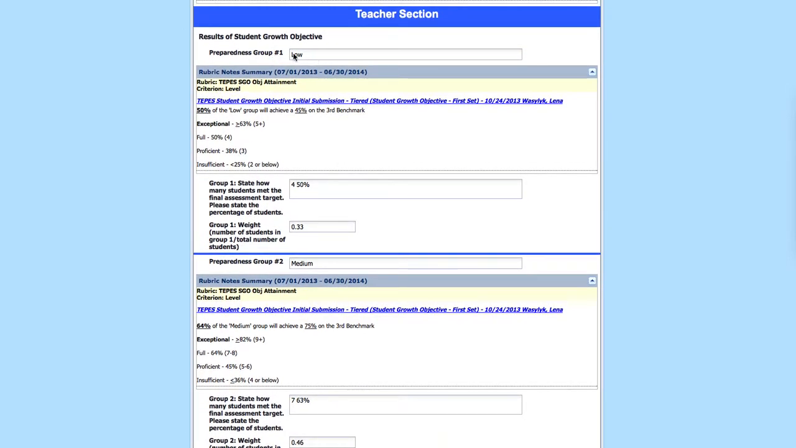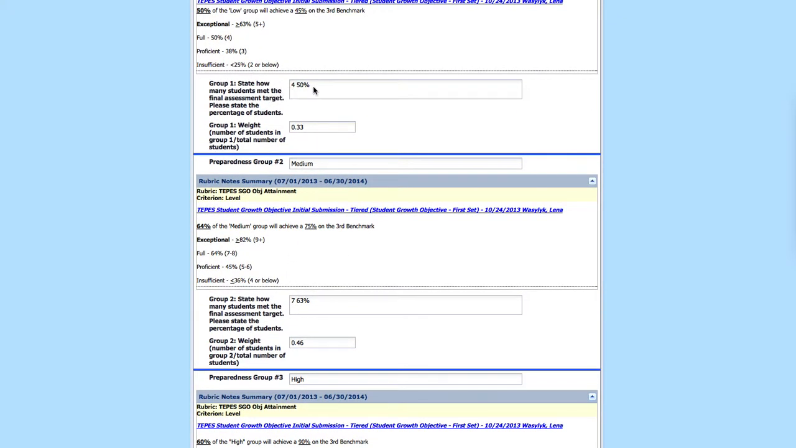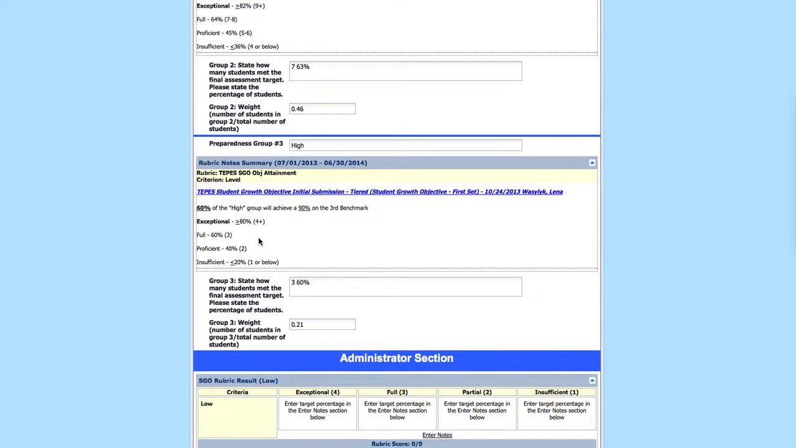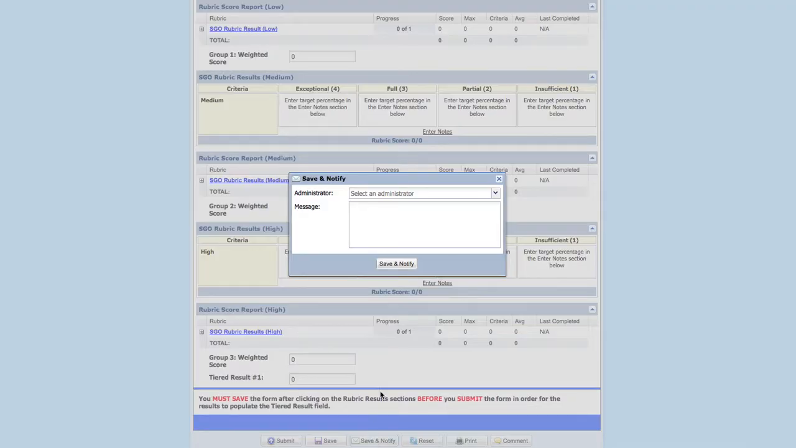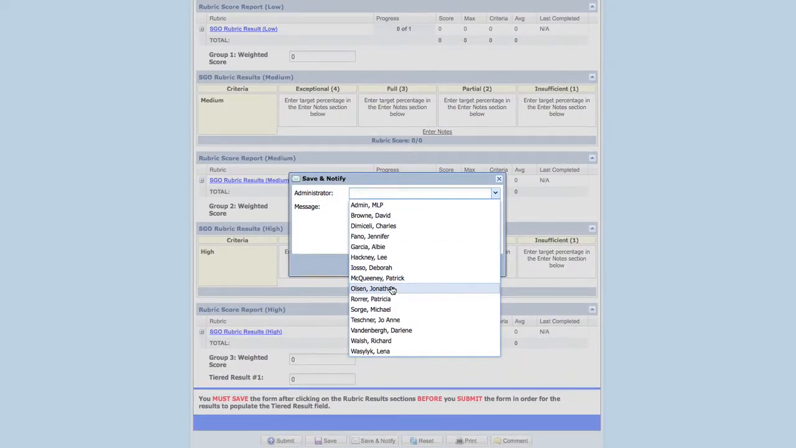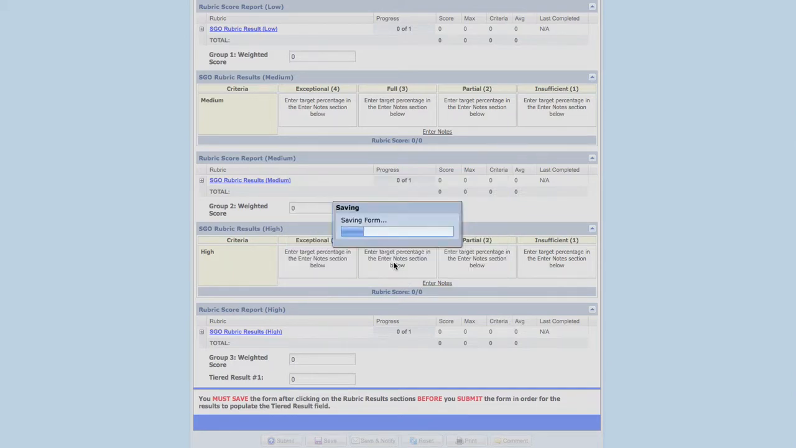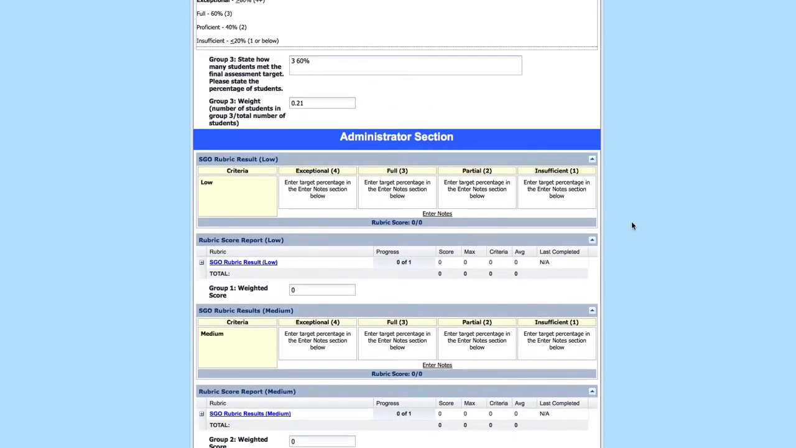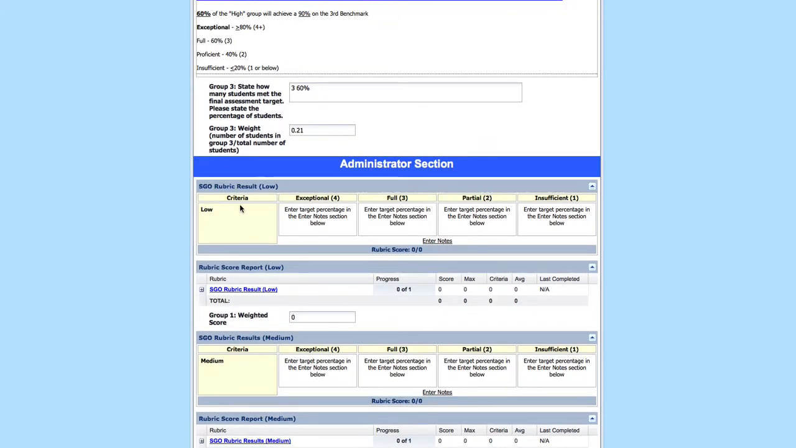You've identified each preparedness group, low, medium, high. You've identified how many students met the assessment target, and the percentage, and the weight. Then, when you're finished that, you're going to save and notify. So Lena would notify me and say, John, I'm finished. And save and notify. That form goes to me. When I get that form, I will then have this section, which is the administrator section, which you can't see, but this is how I evaluate the SGO.